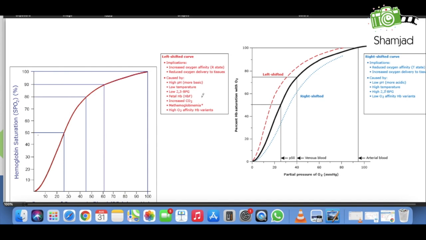Fetal hemoglobin, this is entirely different from our respiratory system, so we know that. And increased CO2, methemoglobinemia, and high O2 affinity Hb variants. Let's see in the graph what the difference is. Here, the red line is left shifted. The same as I said before, if the PO2 is 40, with the black one it is normal, and we are supposed to get an SPO2 of 75. And with the red, what will happen? Here, it is above 80, around 85. So this is the difference.